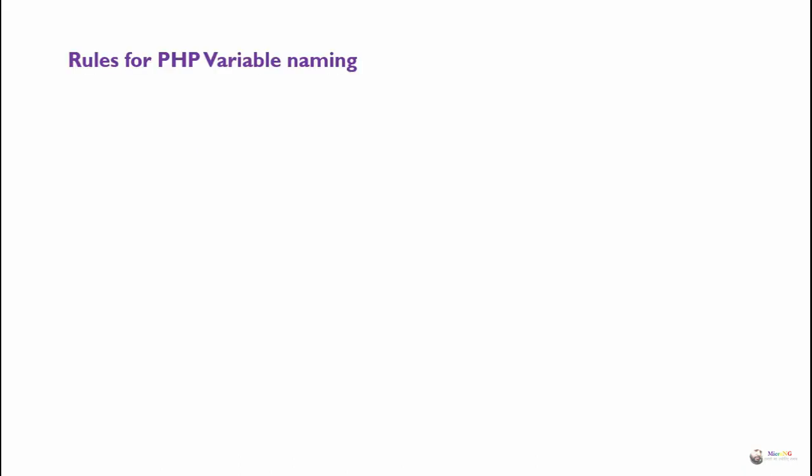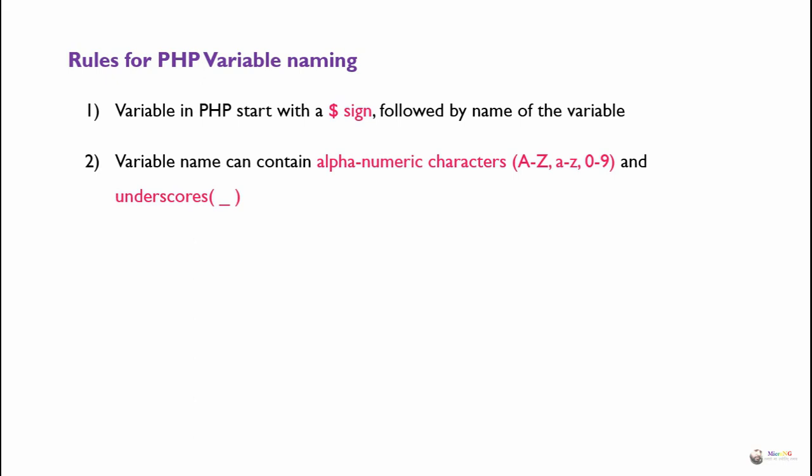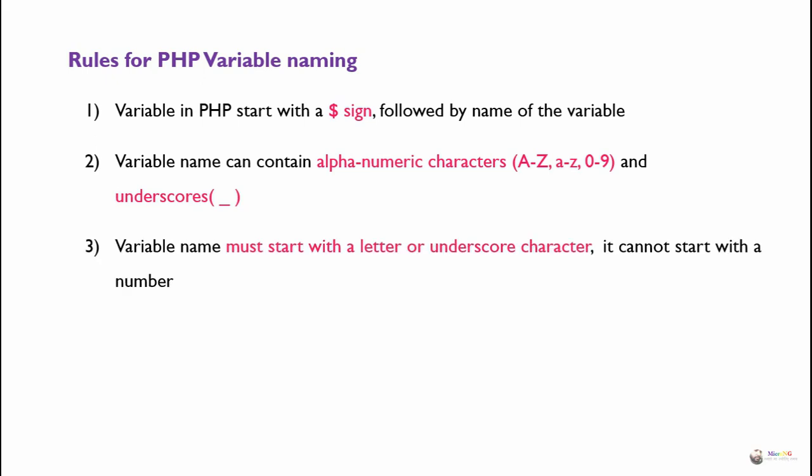Rules for PHP variable naming. A variable in PHP starts with a dollar sign followed by the name of the variable. A variable name can contain alphanumeric characters, A to Z, capital or small, 0 to 9, and underscore. A variable name must start with a letter or underscore character. It cannot start with a number.